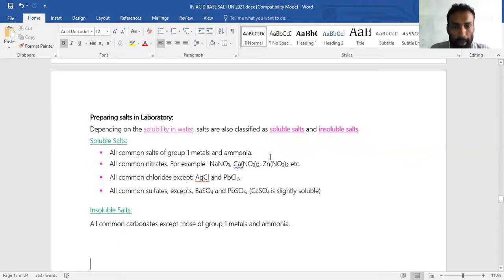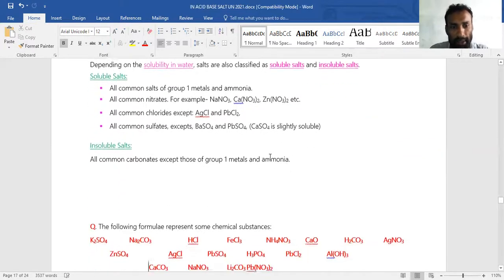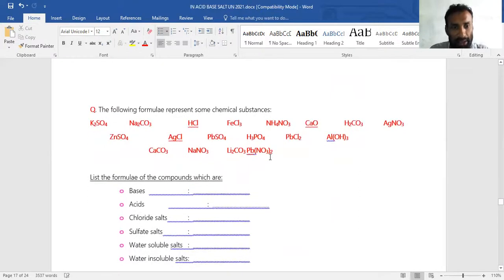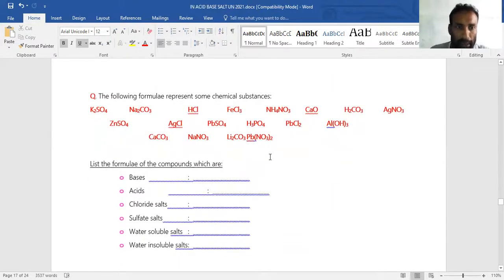So now I repeat this and solve this question. This is our job now. Here, see, the following formulas represent some chemical substances. Many chemical substances you see here. Some are acids, some are salts, some are bases, some are alkalis.